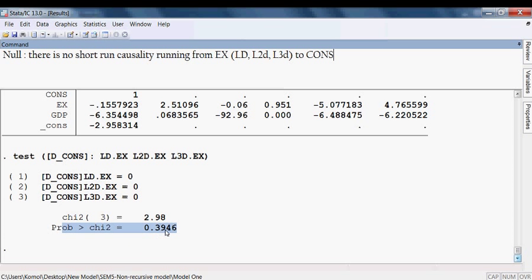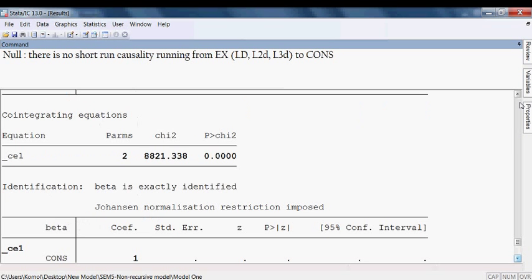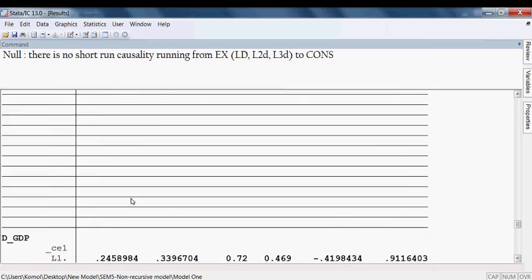And here our probability is how much? 39.46%, which is more than 5%, meaning that we cannot reject the null hypothesis. Rather, we accept the null hypothesis, meaning that there is no short-run causality from export to cons. Okay, so that is our first decision. Okay, what about our second decision?